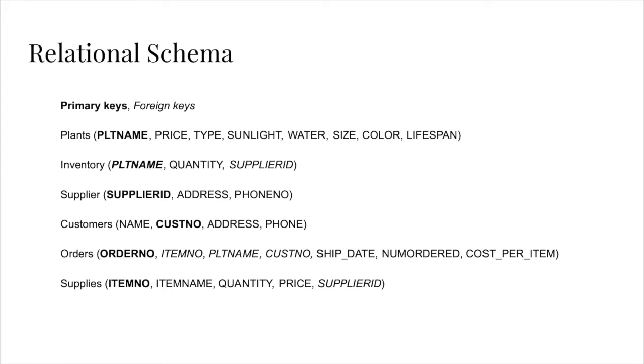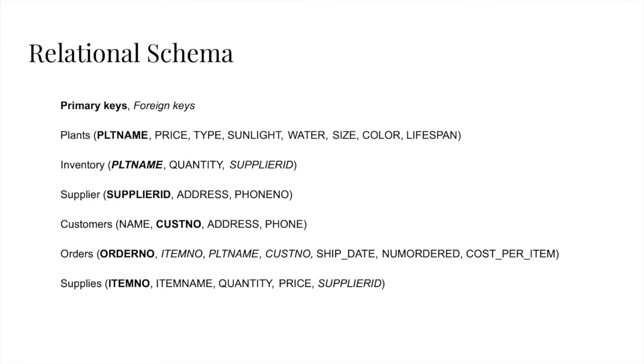Plants is your table. To the right of plants, you will see plant name, price, type, level of sunlight, water level, size, color, and lifespan. These are all attributes of that table. The attributes will make up the columns in the relation. It does not matter what order the attributes are arranged in.